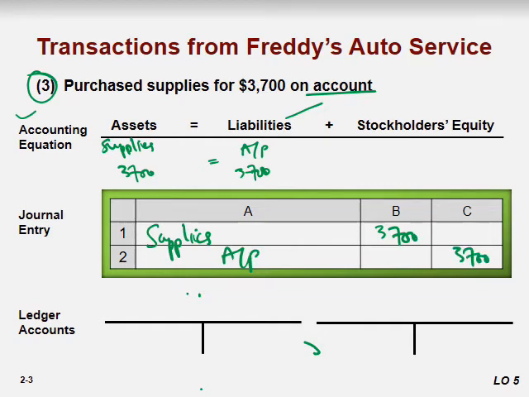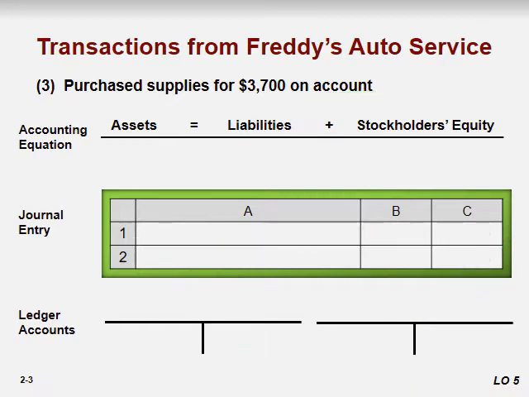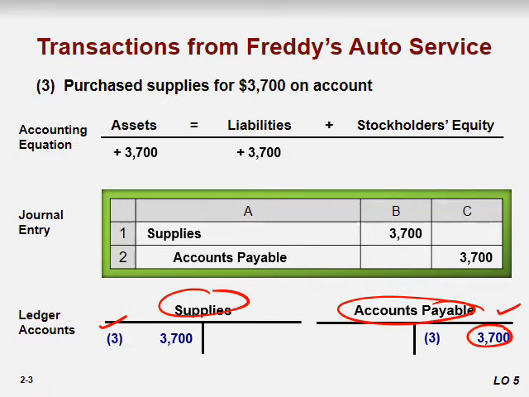So we can also write it down. This is accounts payable and this is supplies, right? The supplies is debited. We just write it down here that we are talking about the third transaction, 3,700. Accounts payable is credited 3,700, so 3,700 is here. Let's see the solution. Right? Supplies, debit side, accounts payable, credit side.